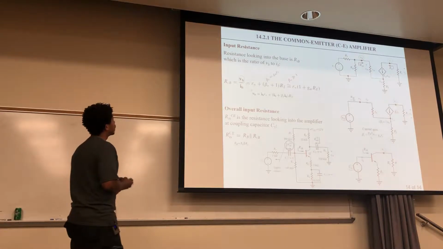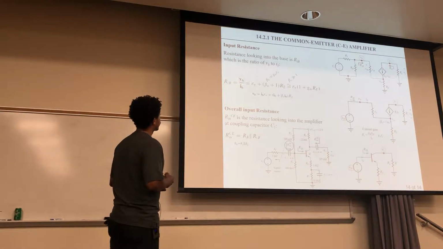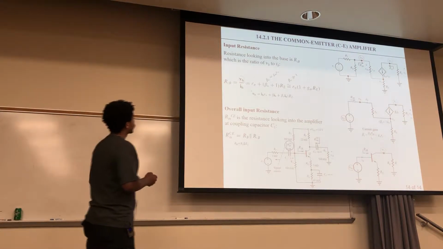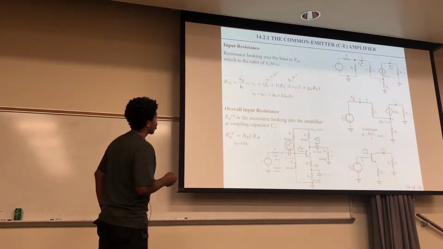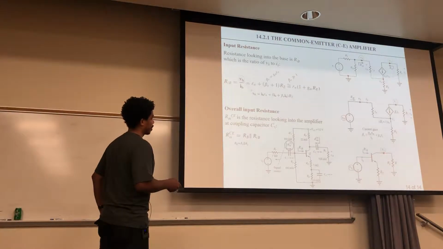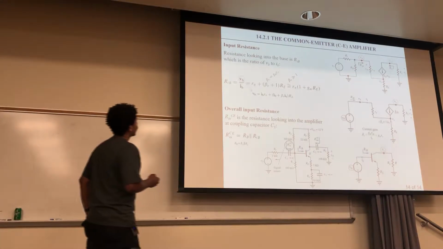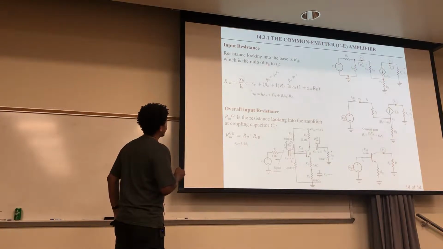The last thing we're going to talk about is your input resistance and overall input resistance. So, your input resistance is looking into the base. That's this RIB right here. And here's another way of looking at it down here. This is even a greater simplification.